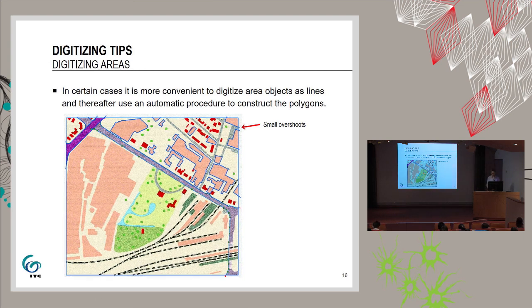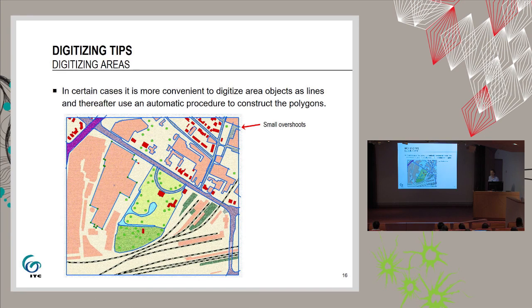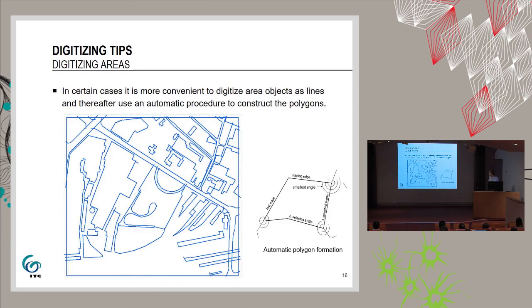Show you how it works, like this. This line is then digitized. We don't digitize them directly as polygons. Look. Everything is just digitized as lines. Do you notice that? Yeah, that's it. And that's in fact line work. And then there is an automatic procedure which is called feature to polygon, which you may use to construct the polygons automatically. And that can be done very easily.